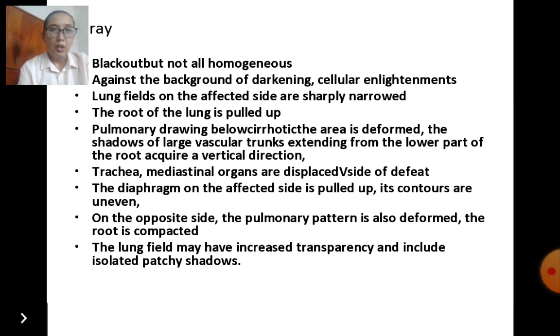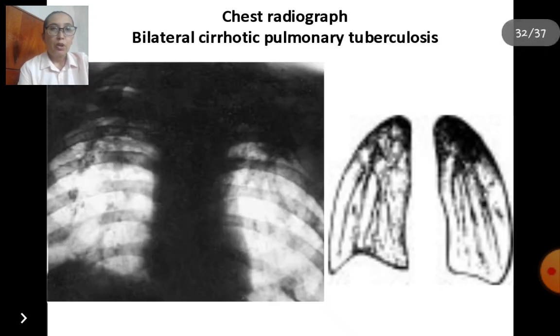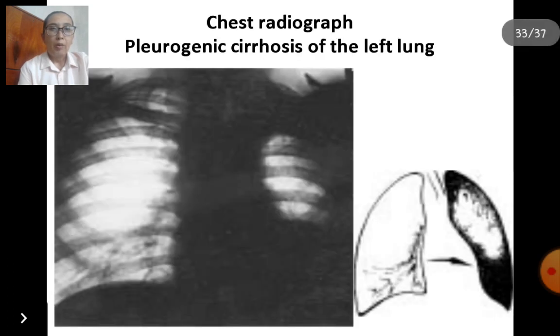On the opposite side, the pulmonary pattern is also deformed. The roots are compacted. The lung field may have increased transparency and include isolated patchy shadows. In the roentgenological picture, you can see bilateral cirrhotic pulmonary tuberculosis. It is X-ray and CT. Pleurogenic cirrhosis of the left lung. You can see the development of cirrhosis after pleurisy, dry pleurisy very often, on the left side.